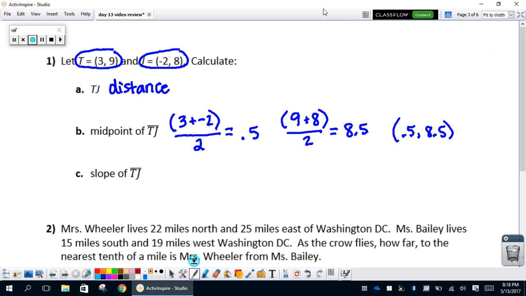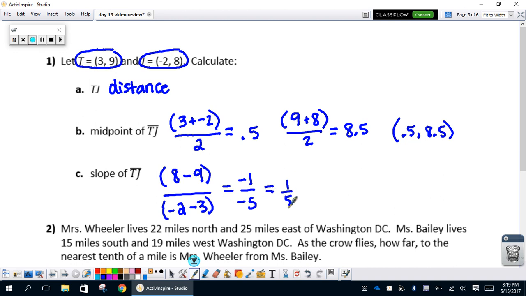Okay? And then my slope is y2, so 8 minus y1, 9, over negative 2 minus 3. And 8 minus 9 is negative 1. Negative 2 minus 3 is negative 5. And then you have to simplify, and that simplifies to 1/5. Okay, if you needed to do it on your calculator, you could do negative 1 divided by negative 5, math, enter, enter. So you will get 1 point for getting the distance, 1 point for getting the midpoint, and 1 point for getting the slope. If you show your work and still get it wrong, you at least get half credit.